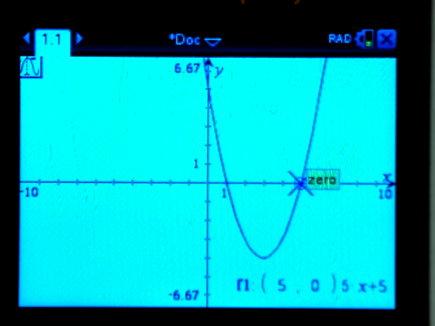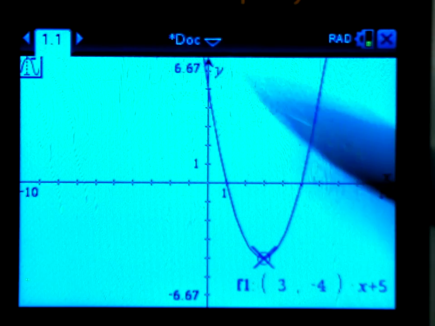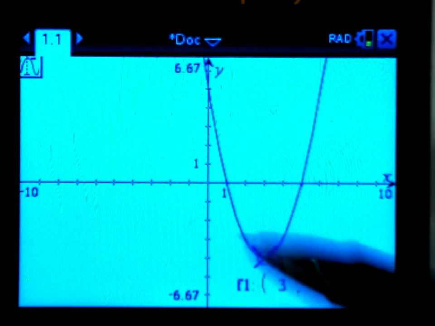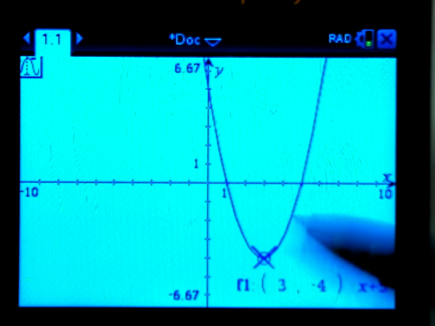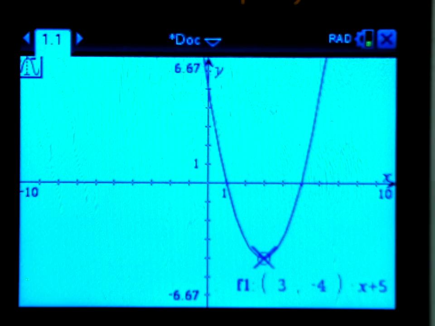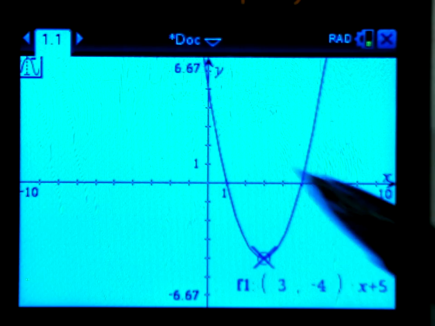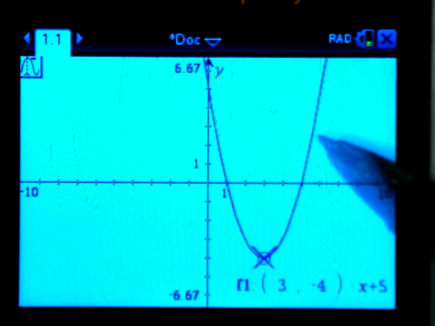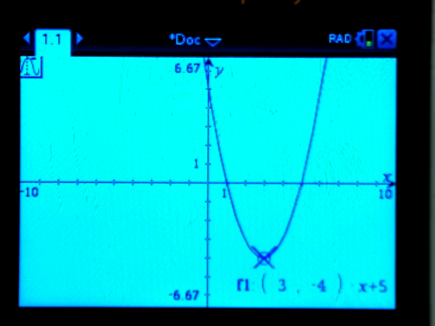Now, let's go back over because I think we missed something here. Right down here, the very lowest possible point, I'm going to have my minimum. That's going to be the lowest possible point on that curve. You may only have a maximum if it's opening downward like an N, but this one is opening upward like a U, so we're going to have a minimum. And that minimum is going to be the point (3, -4).